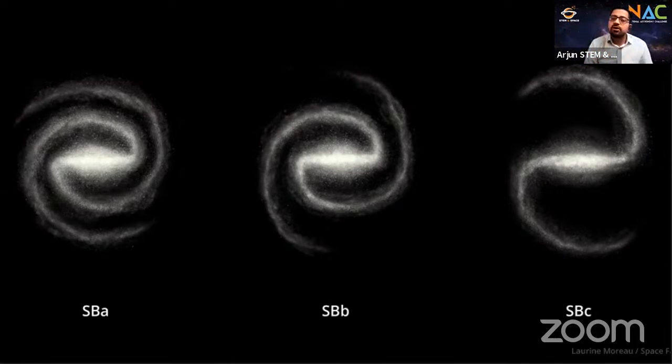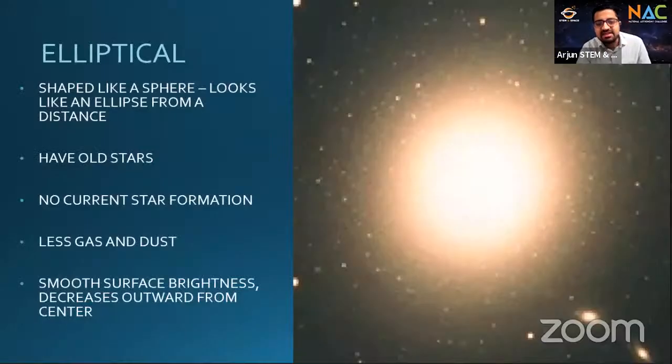Now, if I were to talk about our Milky Way, our Milky Way is also a barred spiral. It is a kind of SBA type of galaxy. And then comes the elliptical. Elliptical galaxies are the type of galaxies which are very old. These are usually the galaxies which formed at the start of the universe, when the first galaxies were forming.